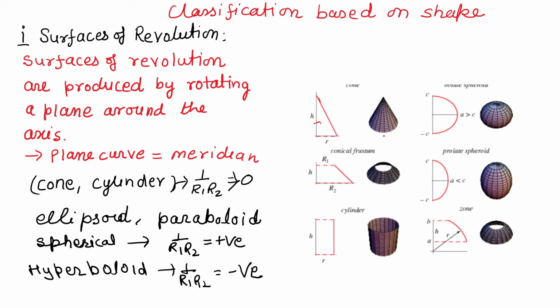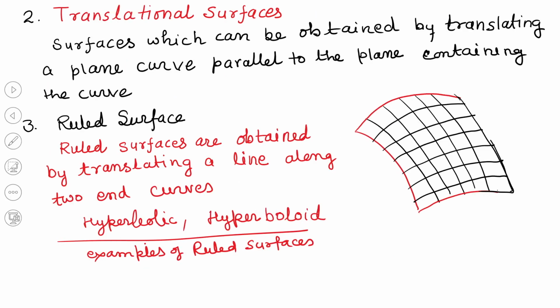In the case of the plane curve, this line is sometimes called the generator line or the meridian line. In the case of a cone and cylinder, the Gaussian curvature is 0. In the case of an ellipsoid, it is positive. In the case of a hyperboloid, it is negative.